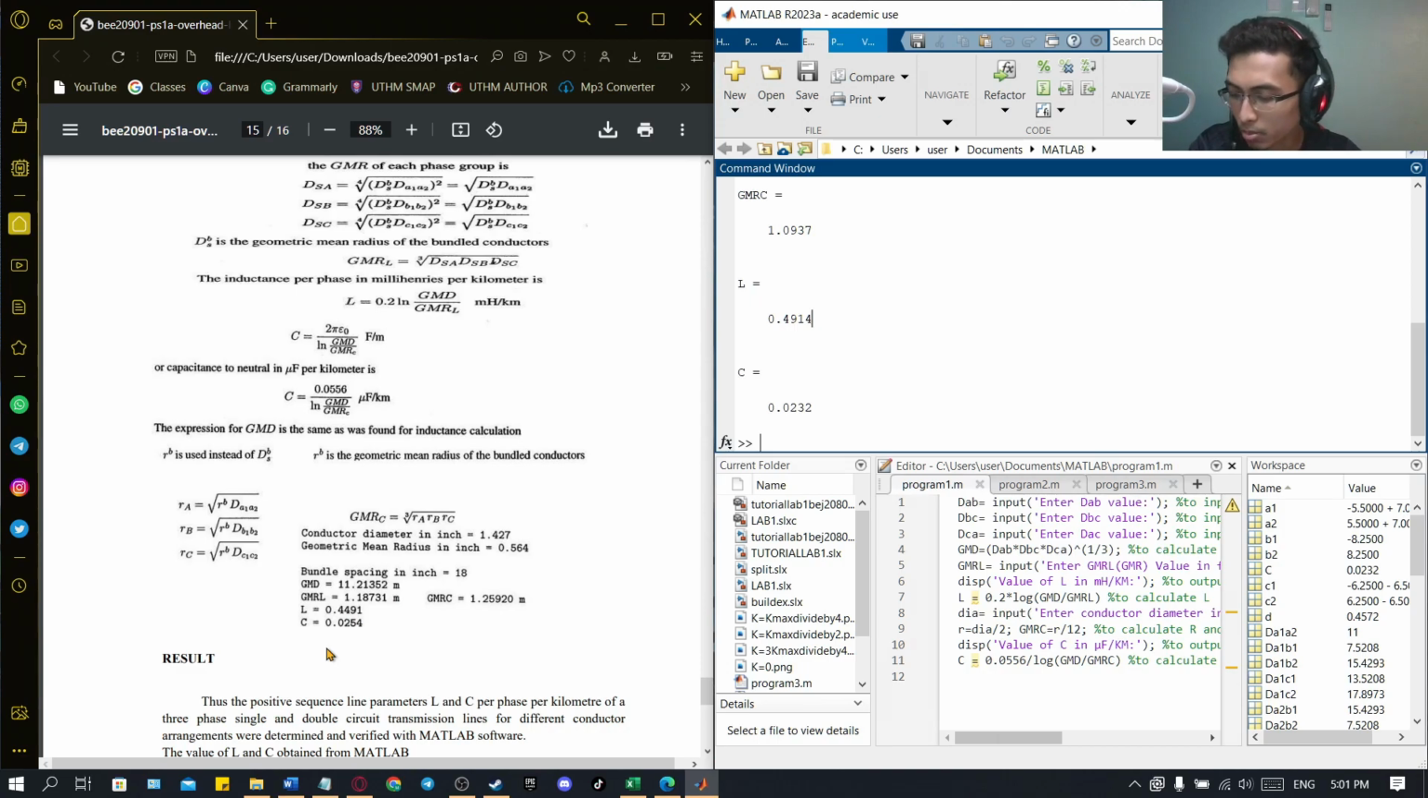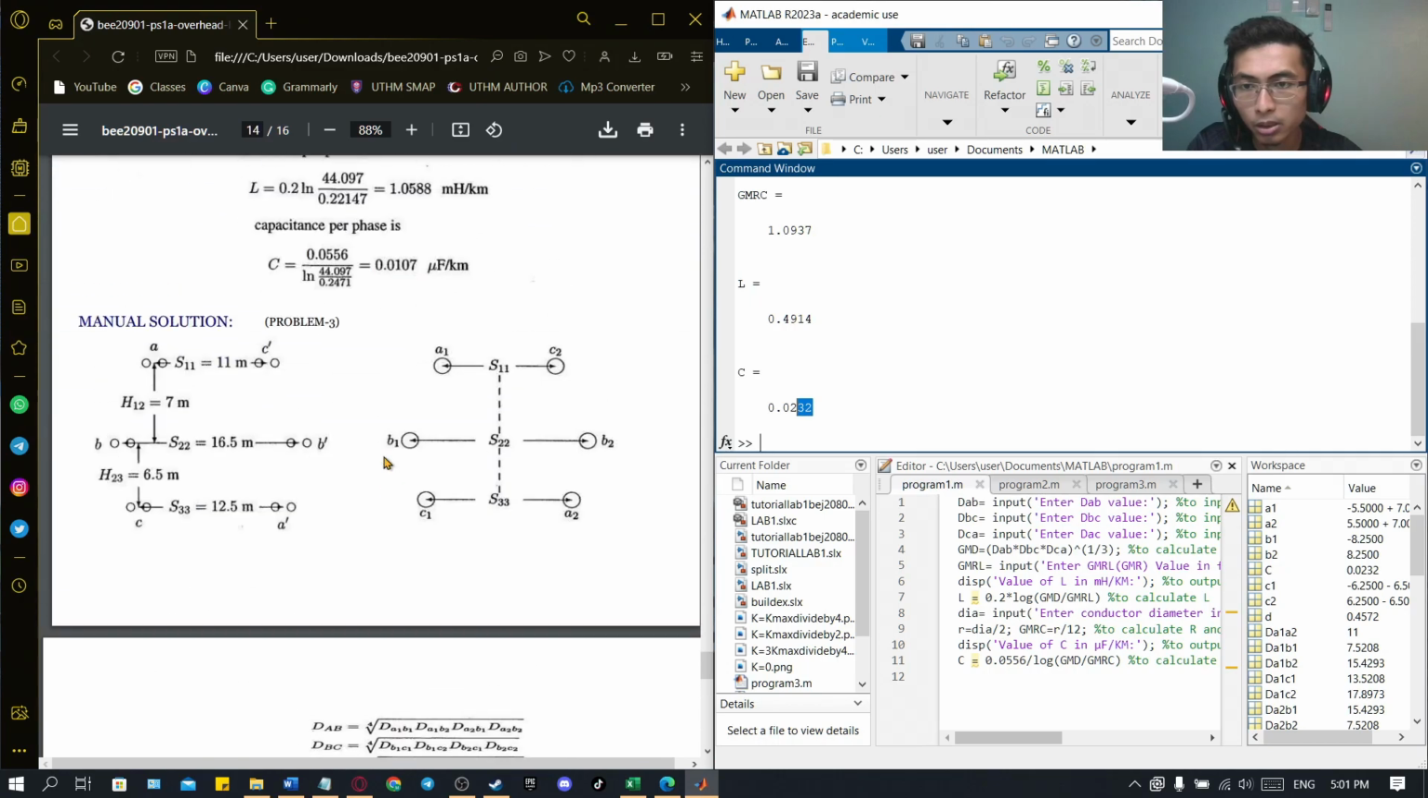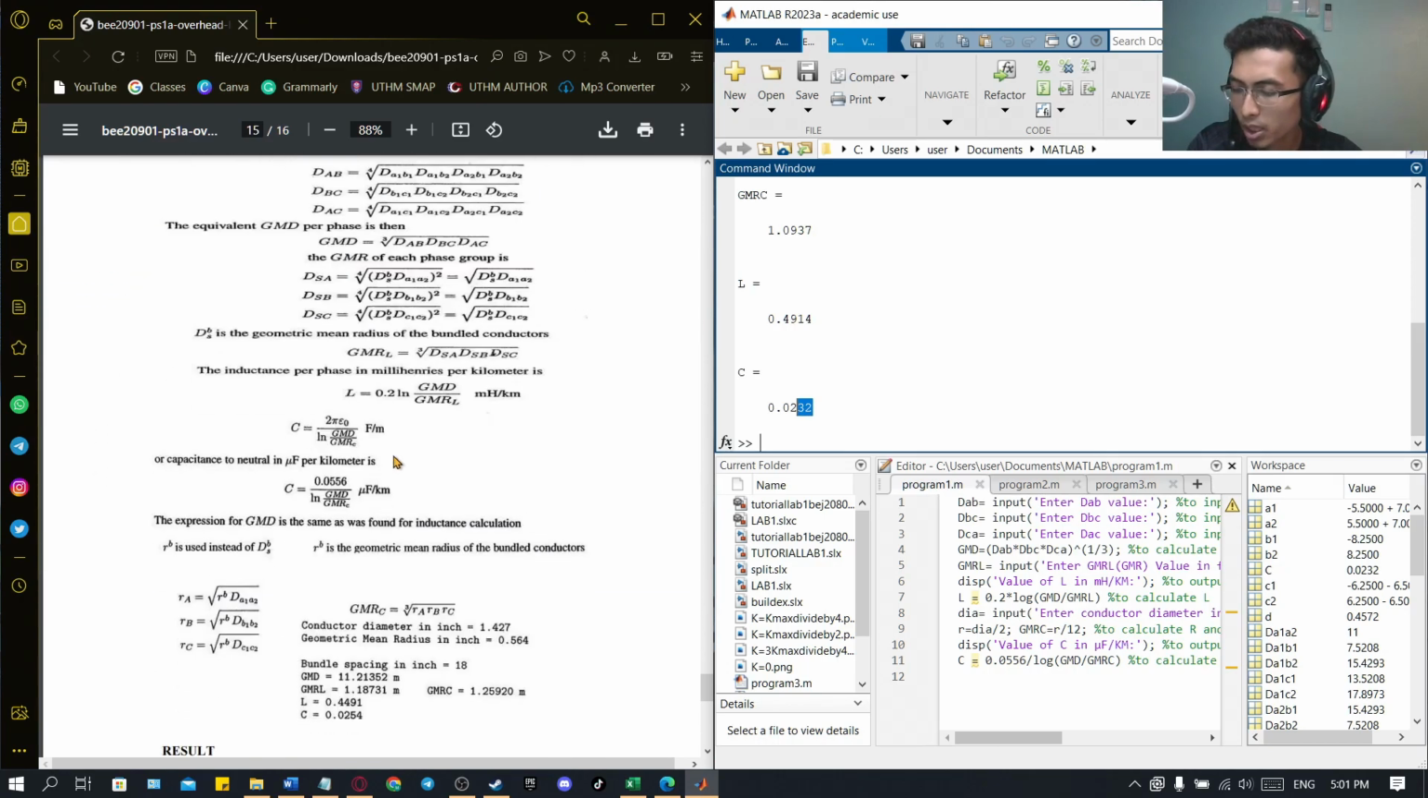So how about the capacitance? It's also almost the same, but not entirely. So see here we got 0.0232. Meanwhile, in my manual calculation, I got 0.025 microfarad. So it's a bit dissimilar, but the value is still not too far.